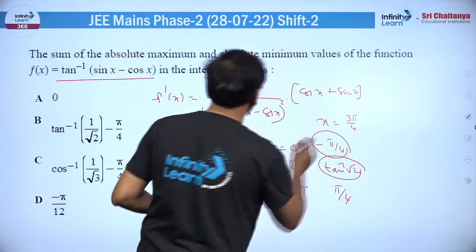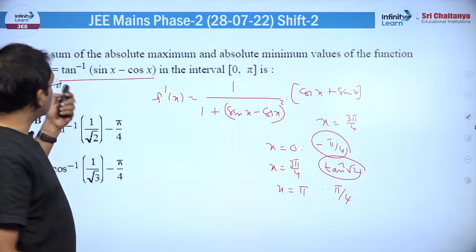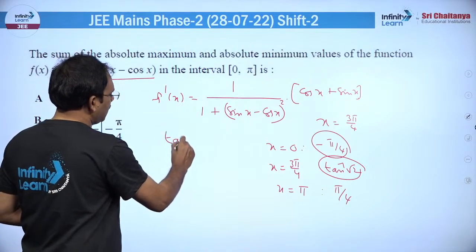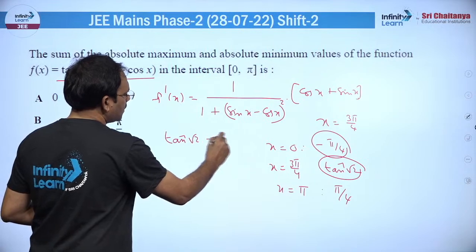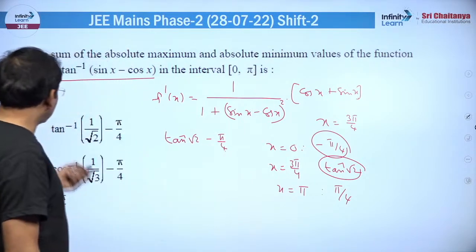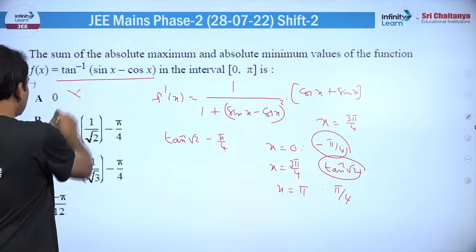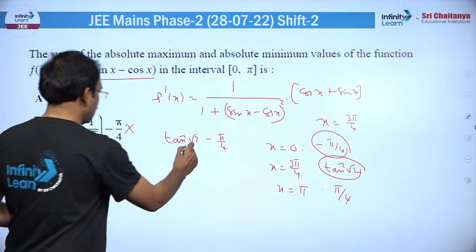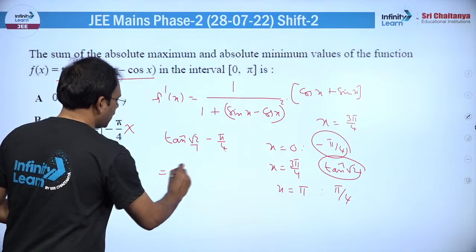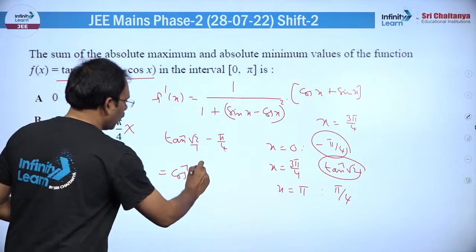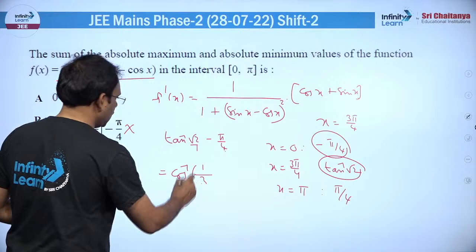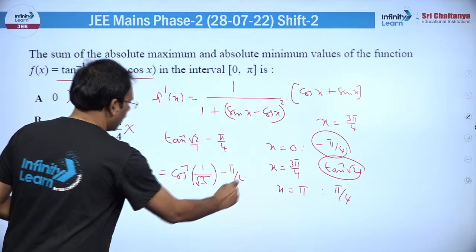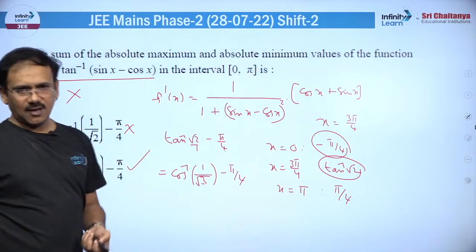this is the greatest value. Now he is asking the sum of absolute maximum and absolute minimum, meaning tan inverse root 2 minus pi by 4 you have to write, but the answer cannot be the first option, it cannot be the second option. Cos inverse you try to convert, you can write cos inverse of 1 by root 3, minus pi by 4, correct. So, option C is the right answer.